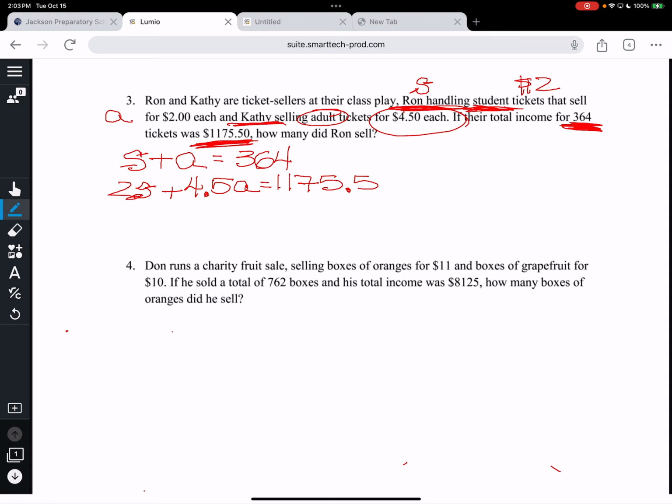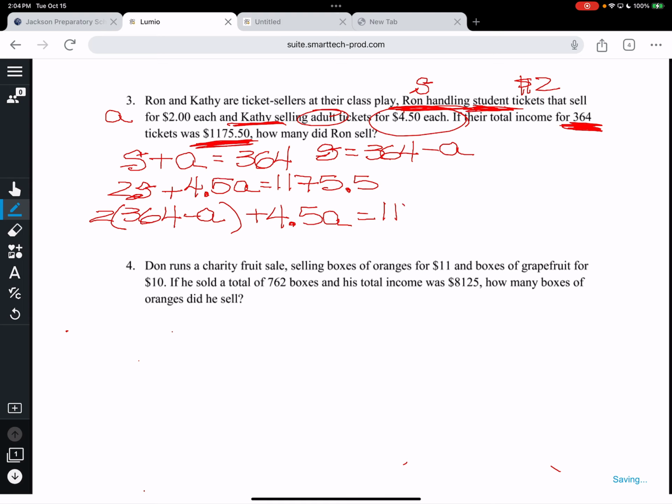So I'm going to say S equals 364 minus A. So I'm going to substitute in for S. So 2 times (364 minus A) plus 4.5A. We're going to end up with two negatives, and you'll end up with a positive in the end. Any questions at this point?